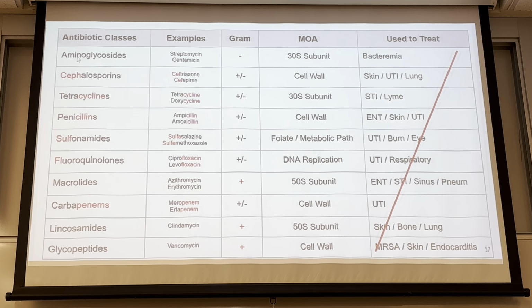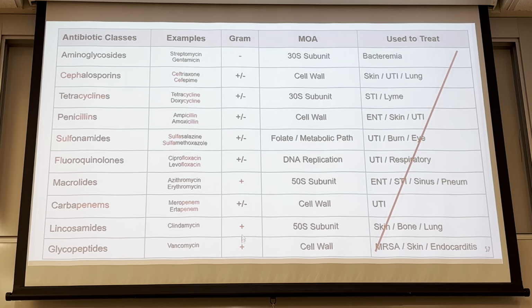Here's a negative, aminoglycosides. Here's a positive, macrolides. Here's a positive, lincosamides. Here's a positive, glycopeptides. Everything else is what we call broad spectrum. So broad spectrum means both gram-positive and negative, everything else.